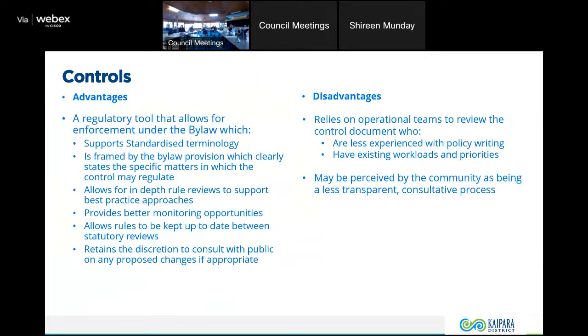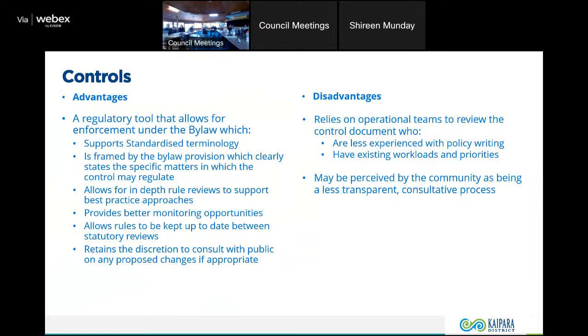So the advantages, again, I've talked a little bit about this already. It's a regulatory tool that allows for enforcement under the bylaw, which supports standardised terminology. It's framed by the bylaw provision, which clearly states the specific matters the control can regulate. It allows for in-depth rule reviews. So if, for instance, all of a sudden we have a lot of people starting to desecrate our cemeteries, it allows council to regulate that really fast and make that change through council resolution. It would come up to council for that decision, and then that rule can straight away apply and allow council to regulate correctly.